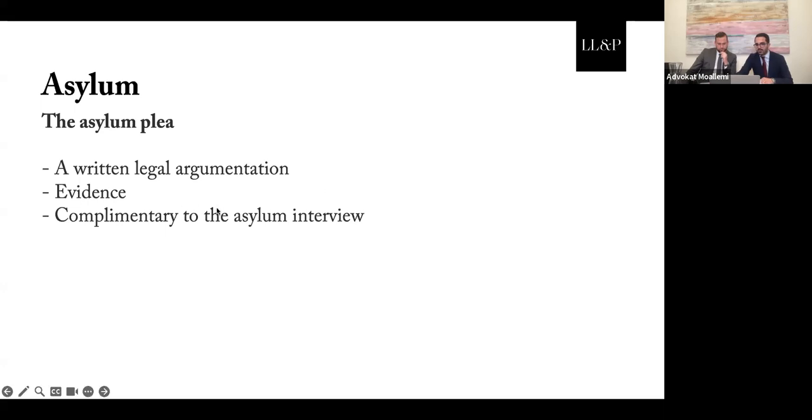This legal plea, the asylum plea, is complementary to the asylum interview. So the most important part is still the interview where the applicant speaks for him or herself. This argumentation is only complementary.